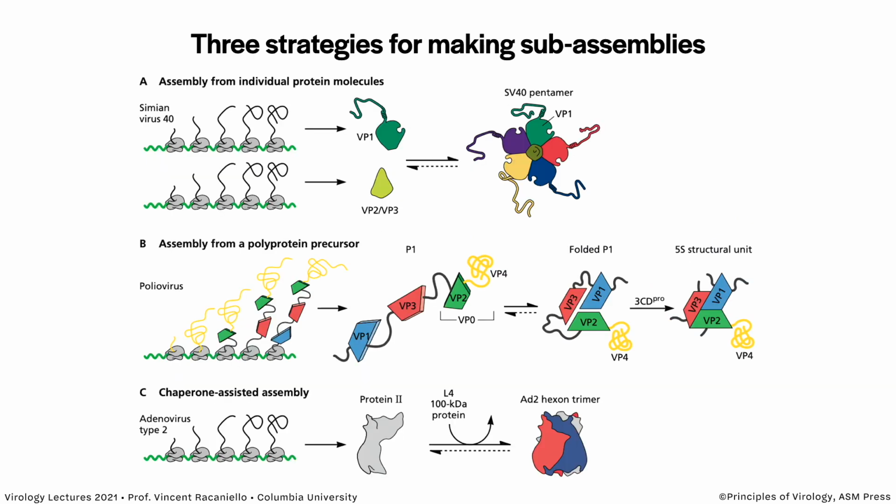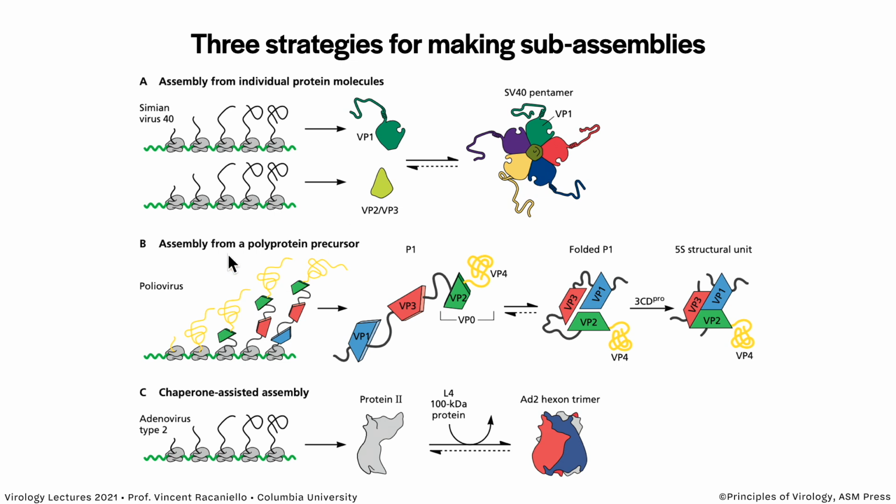Here are 3 strategies for making sub-assemblies. The top is from individual protein molecules, right? Here's SV40, which the icosahedral capsid is composed of pentamers, and they're associated in 5- and 6-fold series, of course. But here we just take VP1. We make VP1, and 5 of those will spontaneously assemble to form the pentamer. So individual proteins are translated individually.